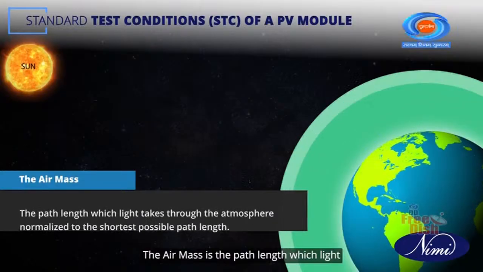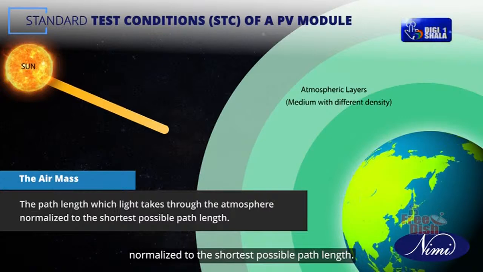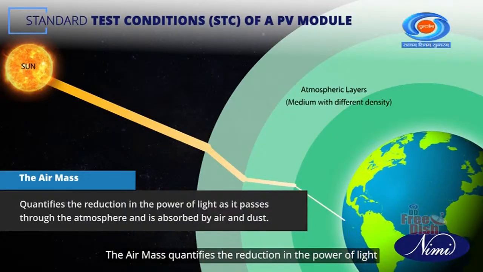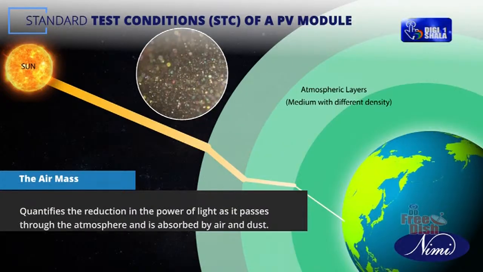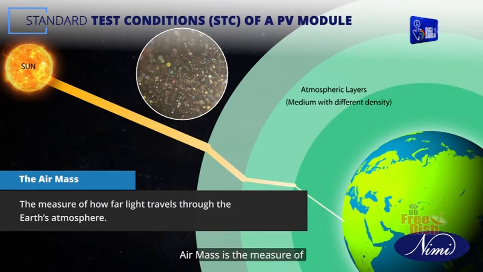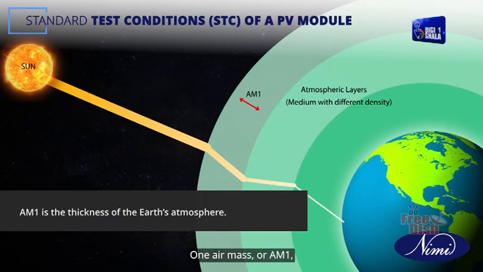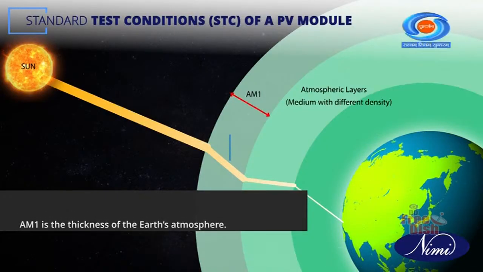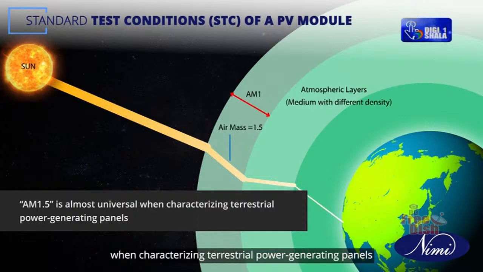The air mass is the path length which light takes through the atmosphere, normalized to the shortest possible path length. The air mass quantifies the reduction in the power of light as it passes through the atmosphere and is absorbed by air and dust. Air mass is the measure of how far light travels through the Earth's atmosphere. One air mass or AM1 is the thickness of the Earth's atmosphere. AM 1.5 is almost universal when characterizing terrestrial power generating panels.